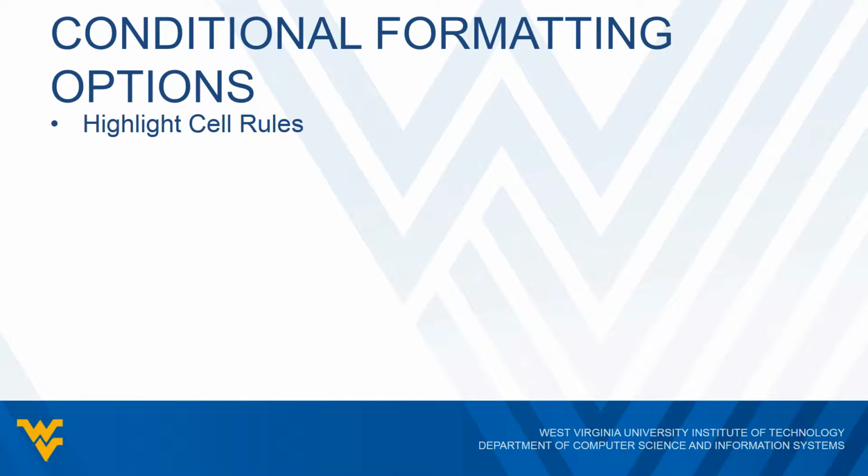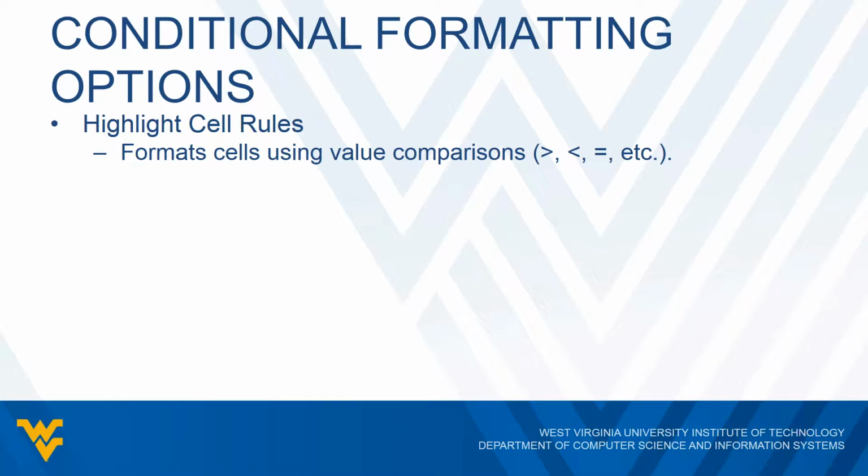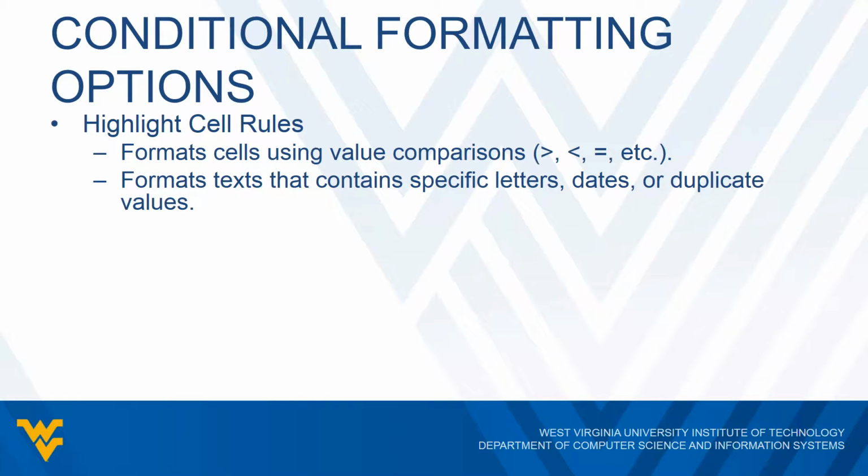For the highlight cell rules, we're basically formatting the cells based on different comparisons, so we can compare them by values. For example, if the value of that cell is greater than 50, we can make the text green. Or if it's less than 25, we can make the background red. We can apply those types of rules. We can even format text to see if it contains specific letters or specific dates or even duplicate values. So it's not necessarily the case that we're just comparing values, but we can also check to see if certain letters exist in the text.